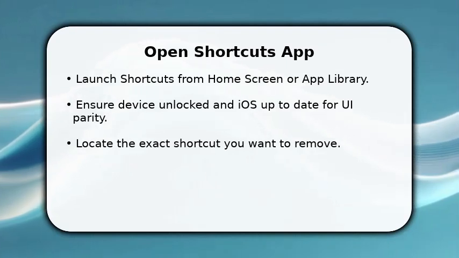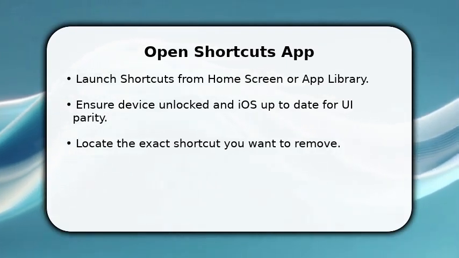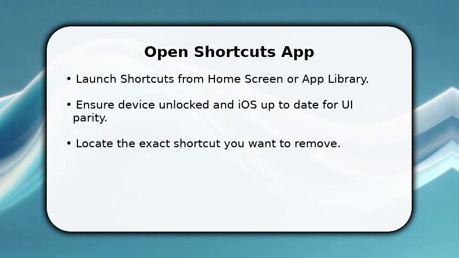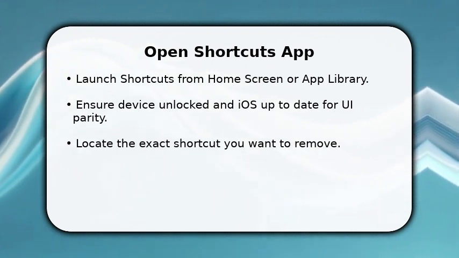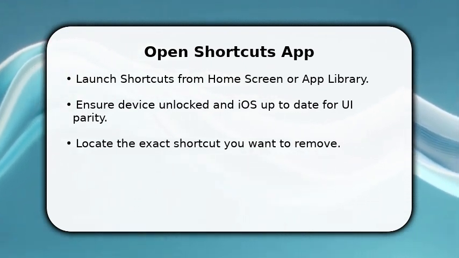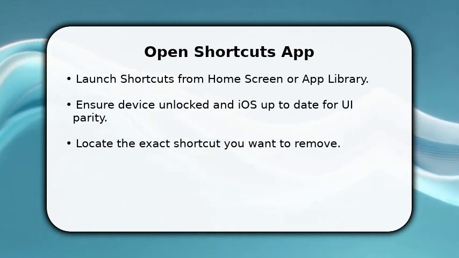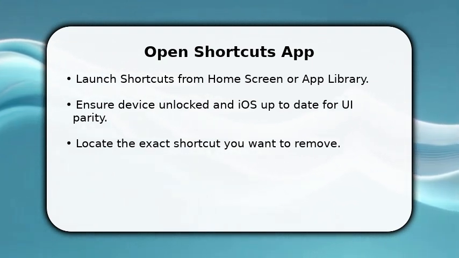You start by opening the Shortcuts app, tap the icon on your home screen or swipe to the app library. Once the app is visible, make sure you're looking in the correct tab, My Shortcuts, because that's where personal automations live. If you don't see it, swipe down to search.